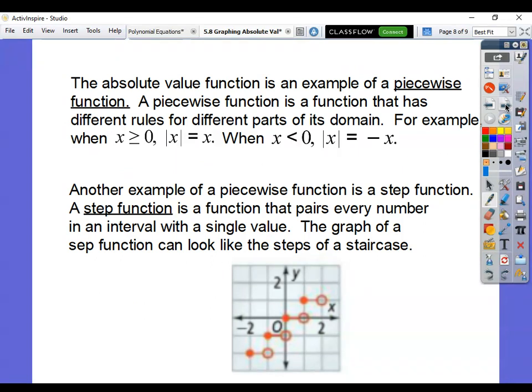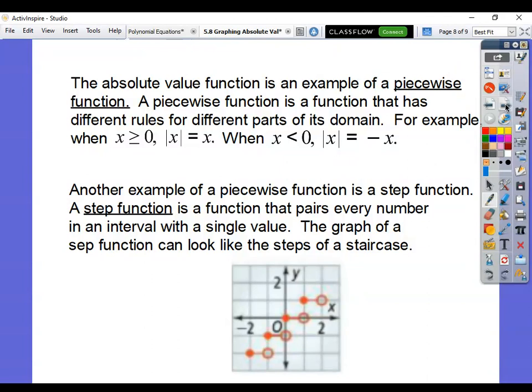Okay, this is something different. An absolute value function is an example of a piecewise function. A piecewise function is a function that has different rules for different parts of its domain. For example, when x is greater than or equal to 0, the absolute value of x equals x. When x is less than 0, the absolute value of x equals negative x.